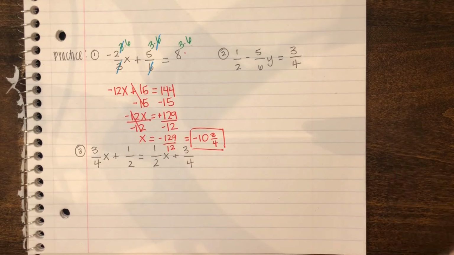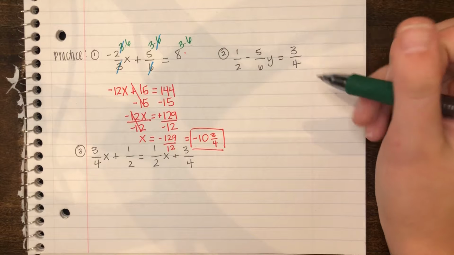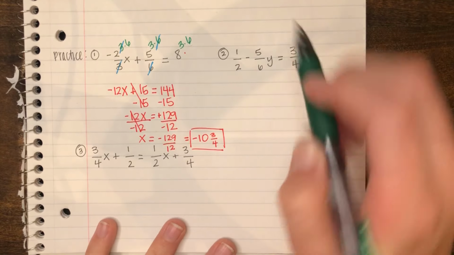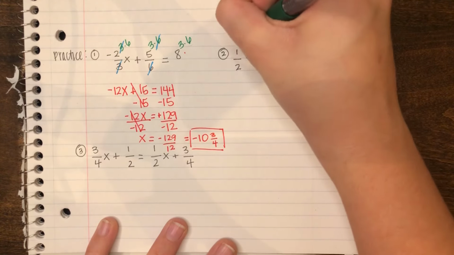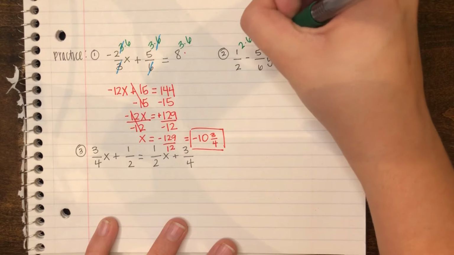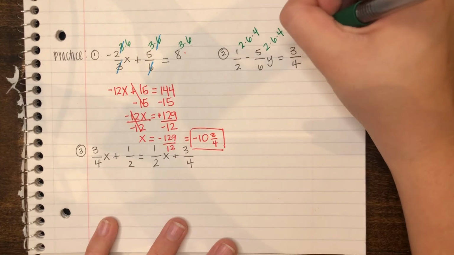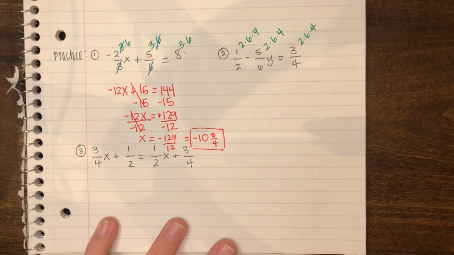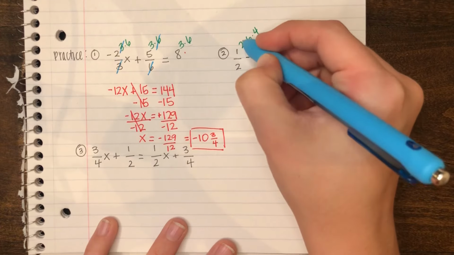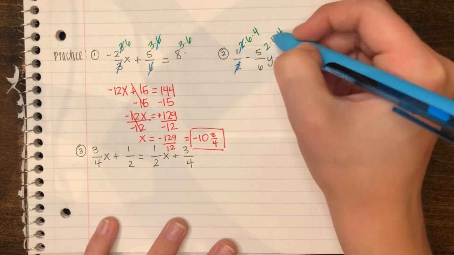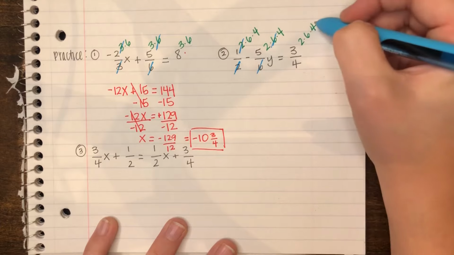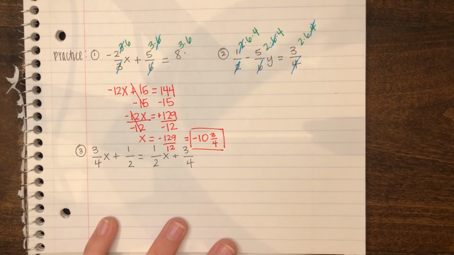All right, let's see how you guys did on the second practice problem. So I'm going to multiply by 2, 6, and 4 to get rid of my denominators. All right, I'm going to cancel out my values that make 1, which 2 over 2 would make 1, 6 over 6 would make 1, and 4 over 4 would make 1.